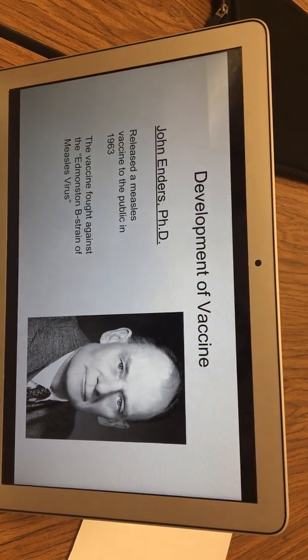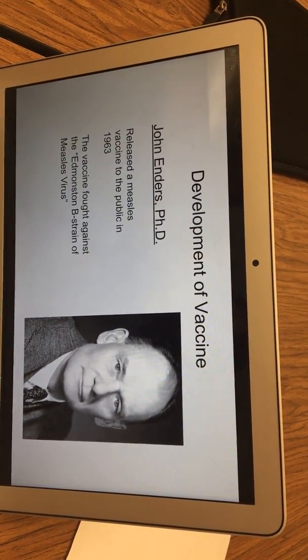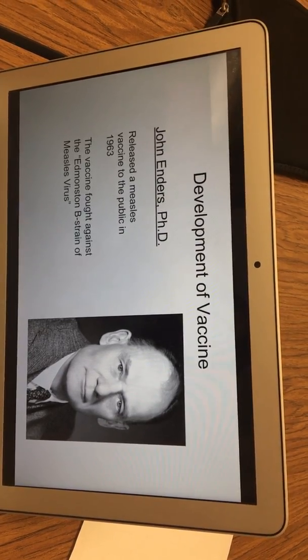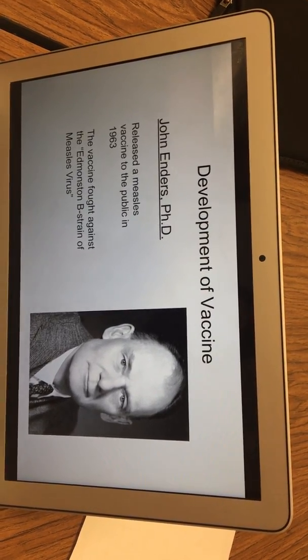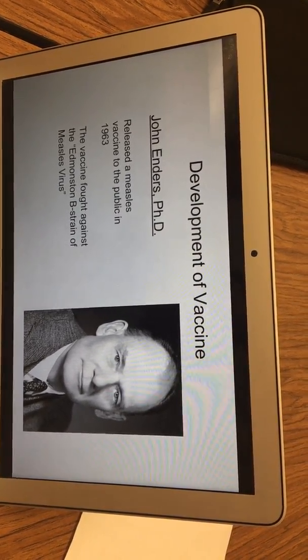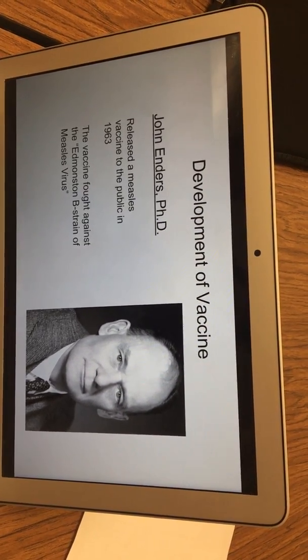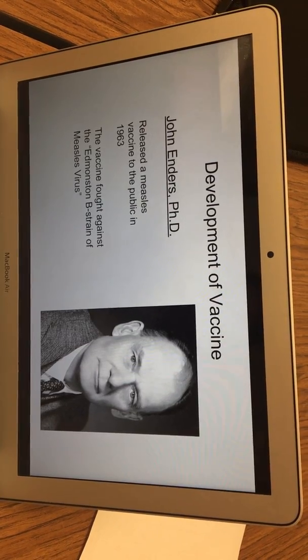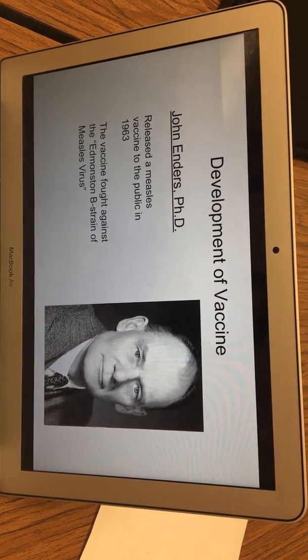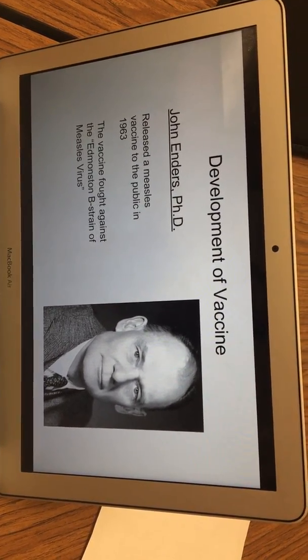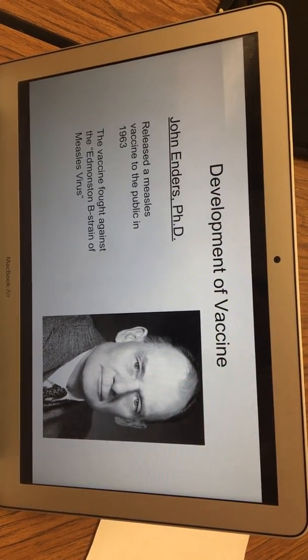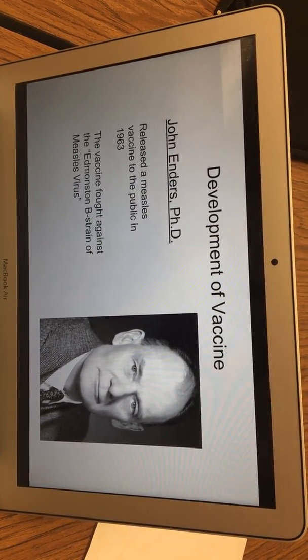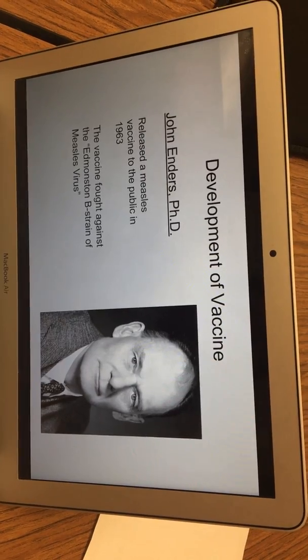John F. Enders first isolated the virus in a patient in 1954 and worked on developing a vaccine until he released it in 1963. It was pretty strong, so it wasn't the most commonly given vaccine, and this was called the Edmonston B strain of measles virus.